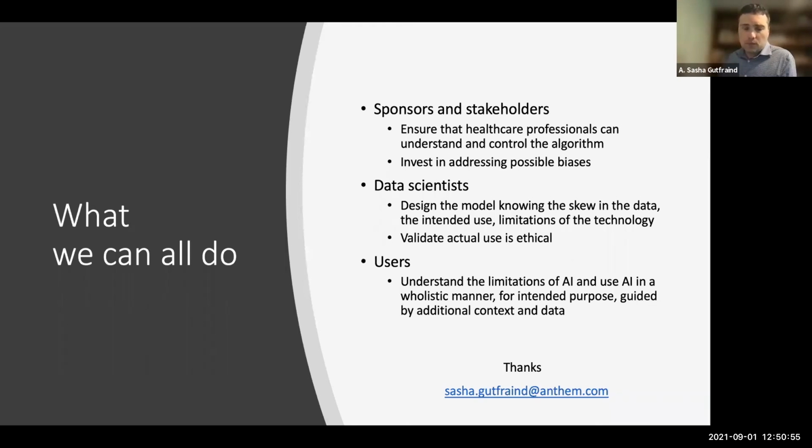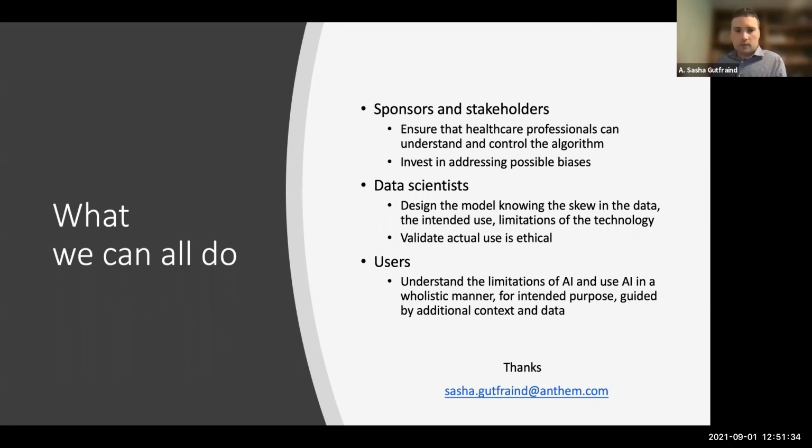So to summarize, I think that all of us have a role to play. And I think it's not really just on the data scientists to build the perfect algorithm. In my view, the sponsors and stakeholders need to make sure that they invest the right resources in developing high quality algorithms, that the resources are available to address possible biases. But they also need to understand how to use the algorithm. AI is a technology. It is not okay to just plug and play numbers and assume that everything will just work smoothly.